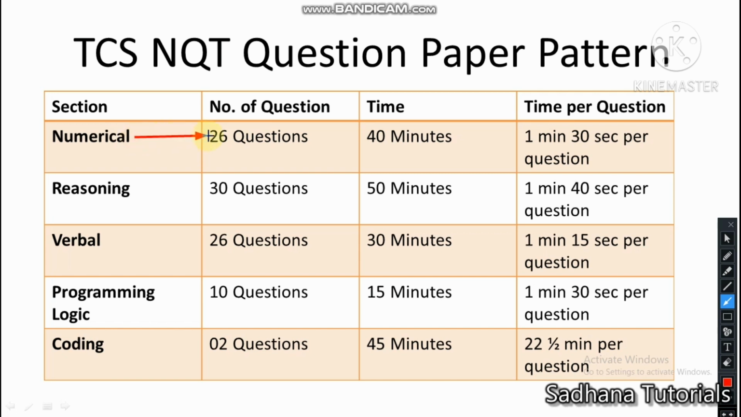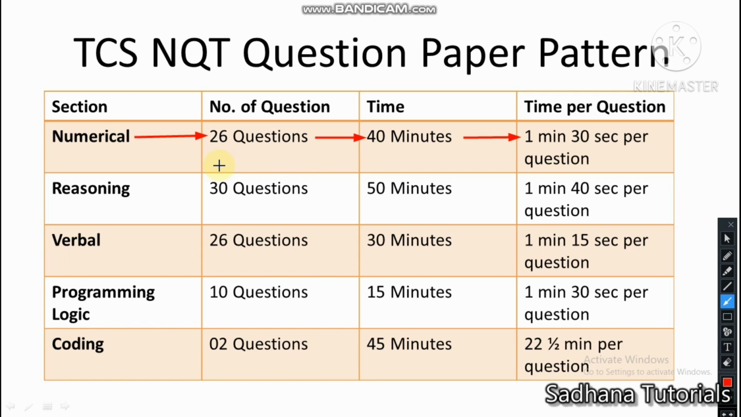If you observe carefully, in numerical, 26 questions are given and the time given to this section is 40 minutes. That means for one question, less than 2 minutes is what we get. Why I have given you this breakup is, look at this, guys, 26 questions in 40 minutes means the question standard will be mediocre or easy. Very few questions will be hard. But remember, there is no negative marking.